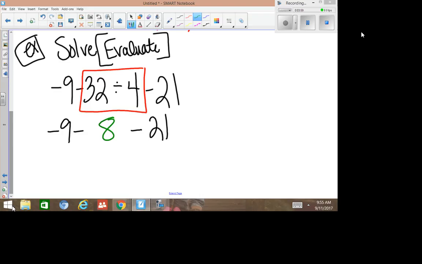So when you subtract, it's like reading a book. You go left to right. You can only do 2 numbers at a time. Do you agree? Okay? So, start with the first 2. What is -9 minus 8? No, because I get plus the opposite. Do you agree? So it's -17, right? Don't forget your rules. So -17, go ahead and bring down that minus 21.